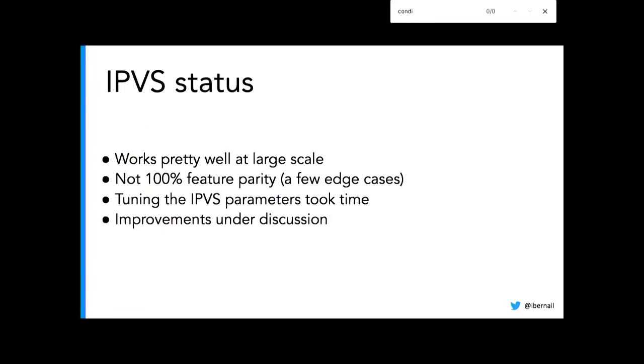So very quickly, in terms of status for IPVS, it works pretty well at large scale. We've been running IPVS on very large clusters for some time, and it's been very okay for us. We didn't encounter any of the scale issues I was mentioning before. Be careful though, it's not 100% feature parity with the iptables implementation, which is still the reference one. It took us some time to tune all the IPVS parameters to make it better, but we're getting there.